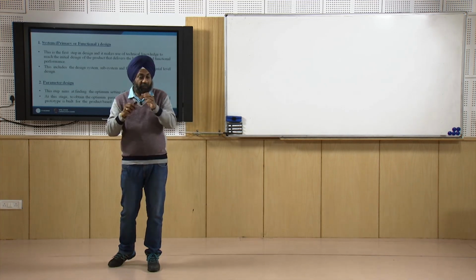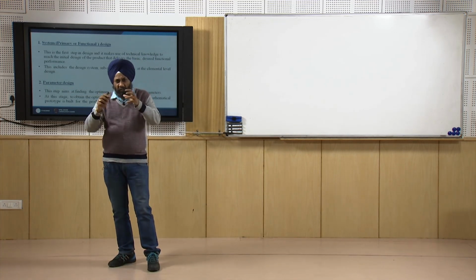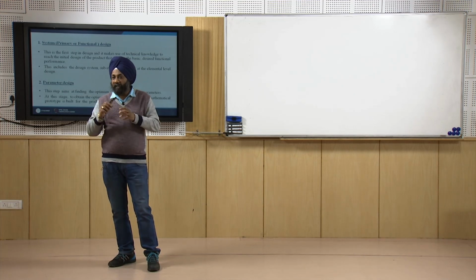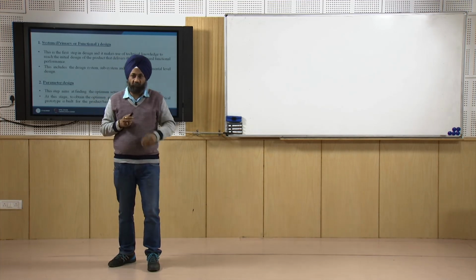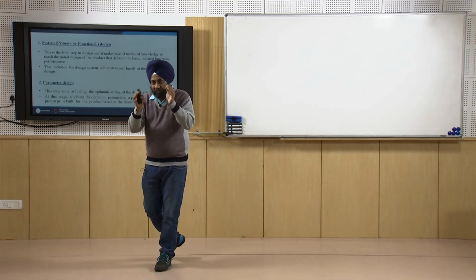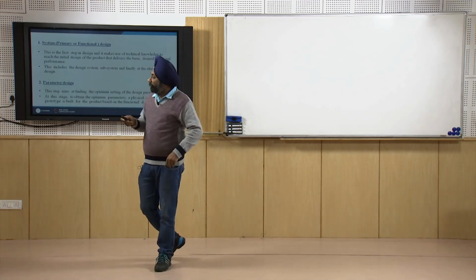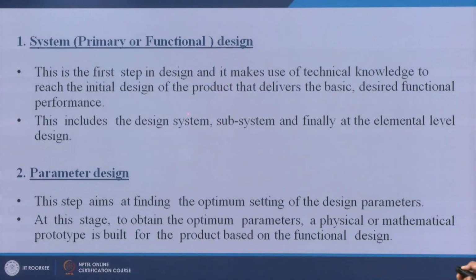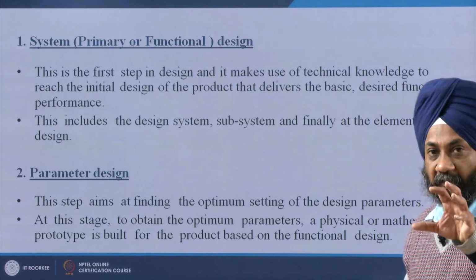But now you see the design of the table lamps, there are so many varied designs available, aesthetically well designed, functionally well designed. So, first step is to ensure the basic functional design of the product. This includes the design system, subsystem, and finally the elemental level design. So, this I have already told.